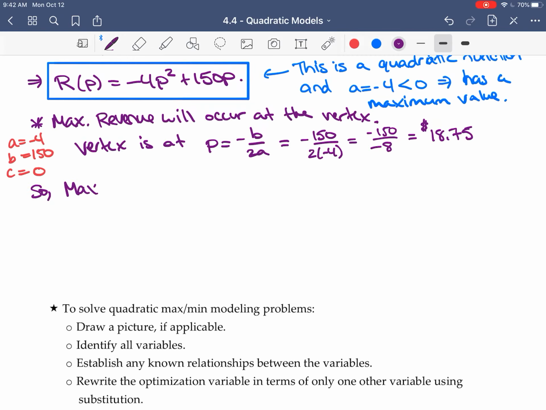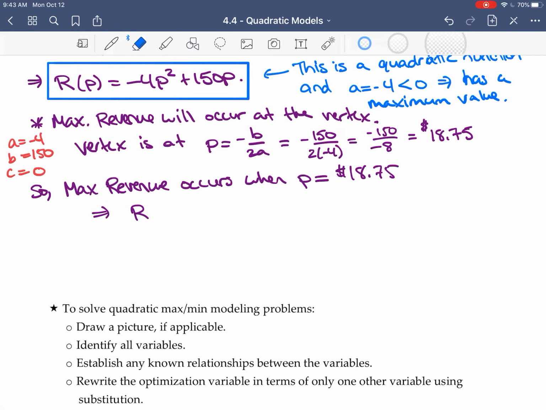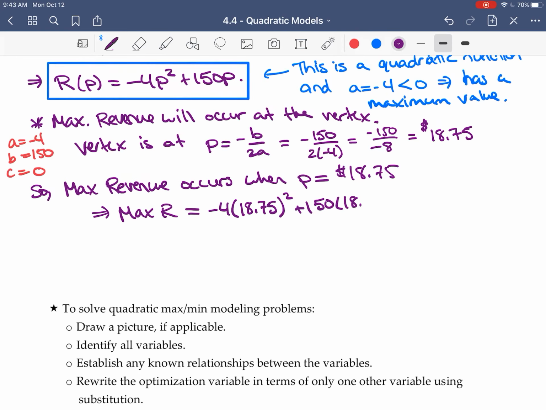So max revenue occurs when we charge the price $18.75, which implies that the max revenue is, I just plug in 18.75 into my formula. So it's going to be -4 times 18.75 squared plus 150 times 18.75. If you simplify that, put it all together, it's $1,406.25. That's because the vertex of our parabola is at 18.75, and this is its R value, or its Y value. So that's our max revenue.